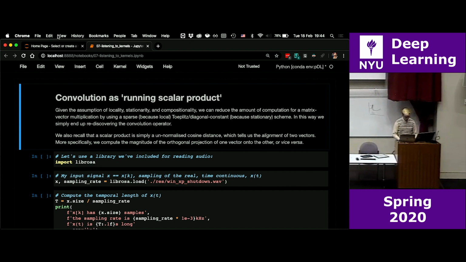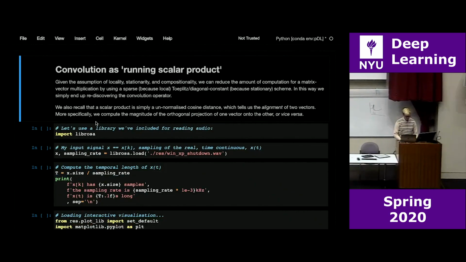So let me hide the top here. Given the assumption of locality, stationarity, and compositionality, we can reduce the amount of computation for a matrix vector multiplication by using a sparse, because local, Toeplitz matrix, because stationary, scheme. In this way, we simply end up rediscovering the convolution operator.